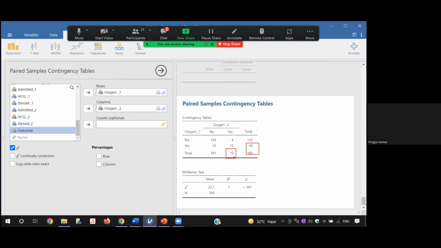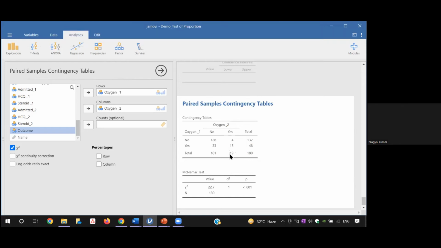So you have to calculate the marginal proportion. That's why we call this McNemar a marginal proportion test, because in this case you are testing the proportion of the margins. In this case, you will calculate that the initial requirement was 48 divided by a total of 180, whereas later it was 19 out of 180. So the oxygen requirement decreased just before the time of discharge. And this was significant. So if I have to write the proportion, how will I write?